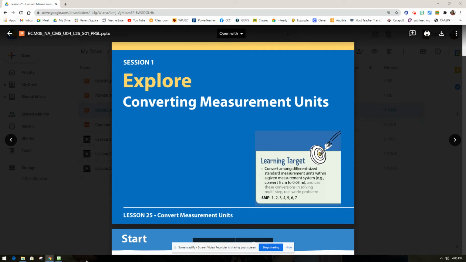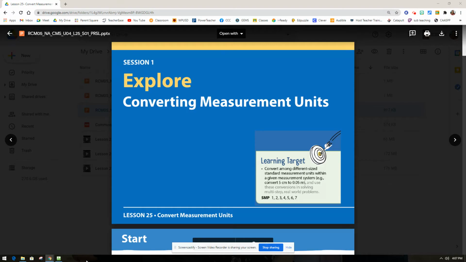Today we're going to be starting a whole new unit. This is the beginning of Unit 4. And we are going to be covering all things about converting measurement units. So we're going to be working today in our Ready Classroom math workbook on pages 509 through 512. So actually we can go ahead and go there now.